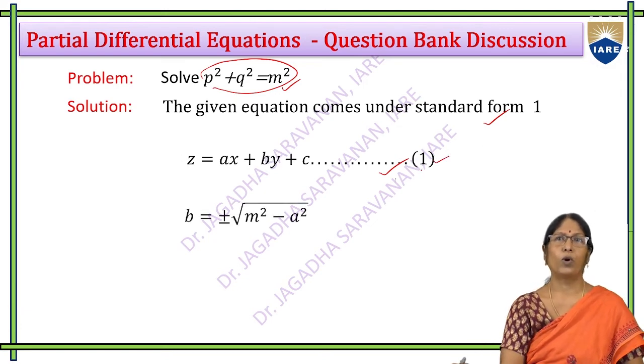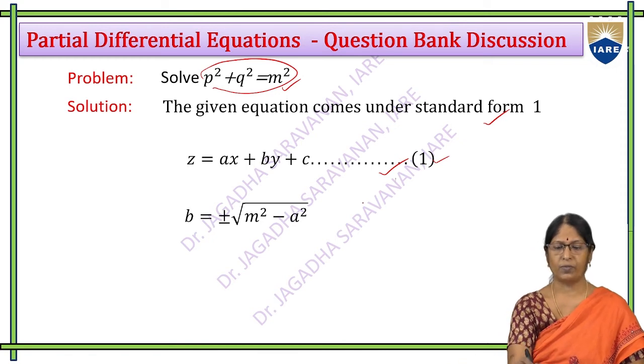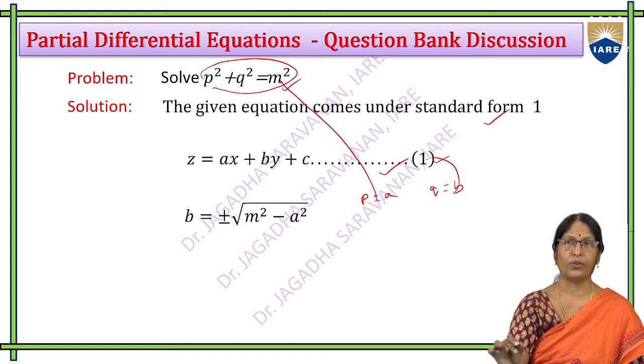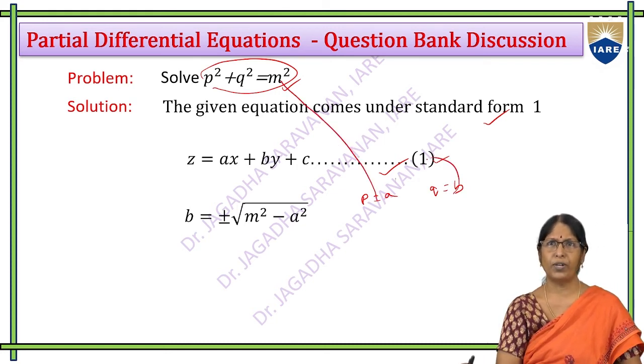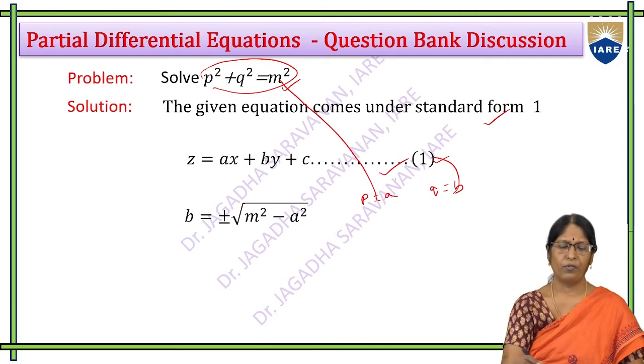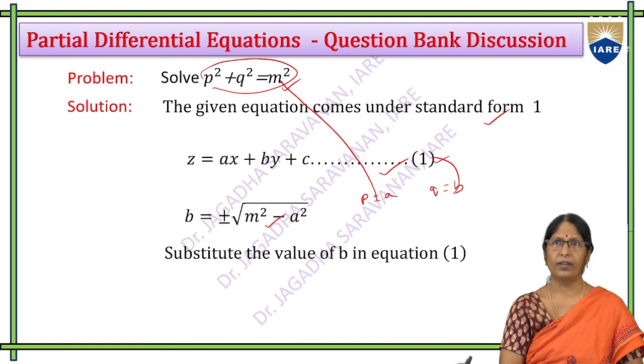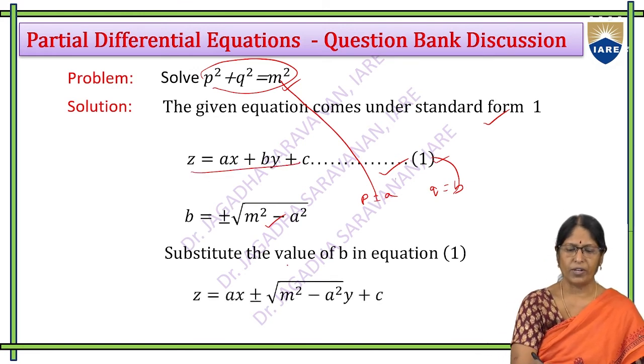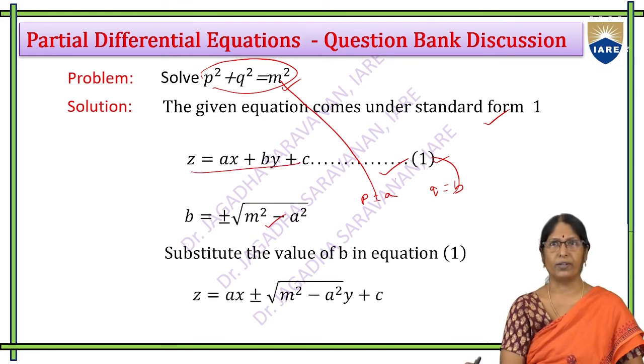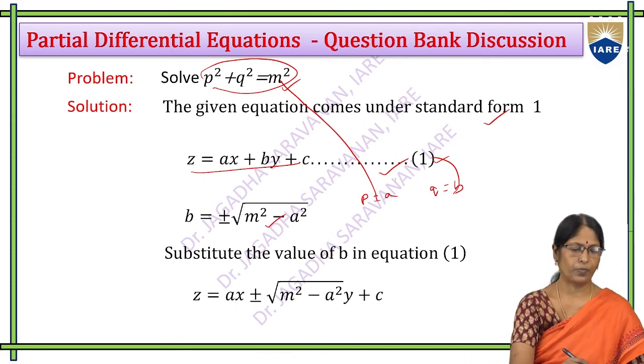So what is P? We know it. We take P equal to A, Q equal to B, and substitute that in our question. After substituting, we get the value of B. Then finally, in our equation, B is to be replaced. So this is the way we are solving this problem.